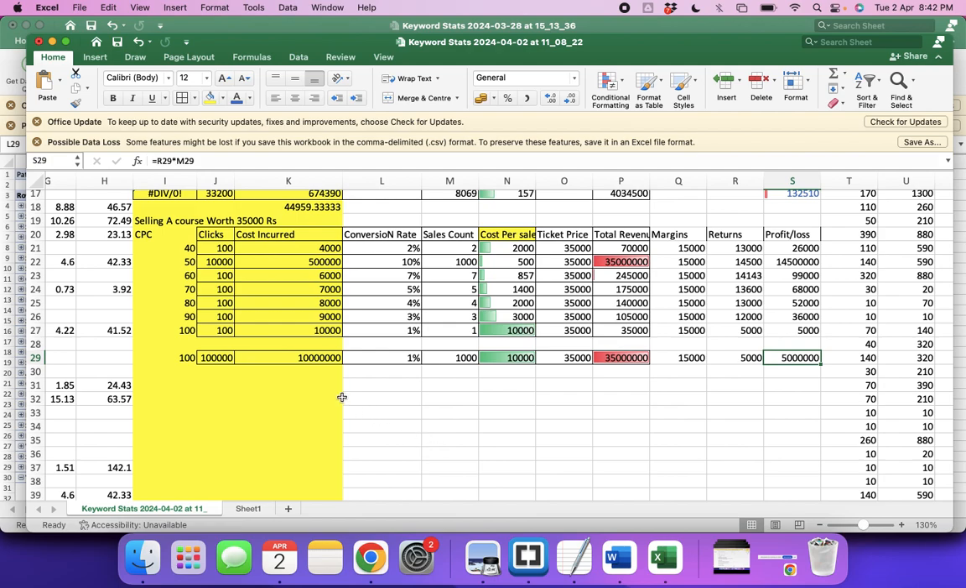Is it 10 crores? This is 1 crore. This is 1.5 crore. How many sales? 1,000 sales. For 10 sales, 1.5 lakh. For 100 sales, 15 lakhs. Yes, this is 1.5 crore. The total revenue made is this much, 35 crores.